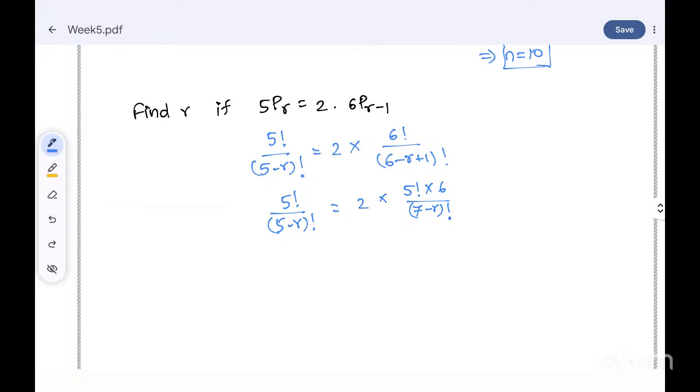Now, how can we rewrite this? First of all, we can strike out this term, 5 factorial and 5 factorial. And then how can we rewrite this part? Let us say (7 minus r) factorial is (7 minus r) into (6 minus r) into (5 minus r) factorial. So why are we able to write like this? Is this clear for everyone, this step? Yes, ma'am. Yeah, this is clear for everyone, right?